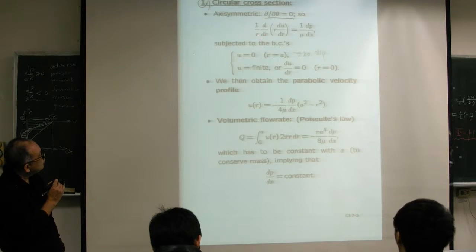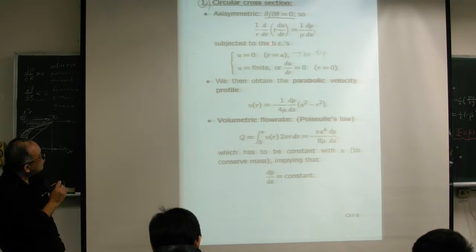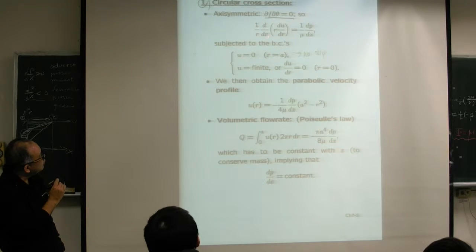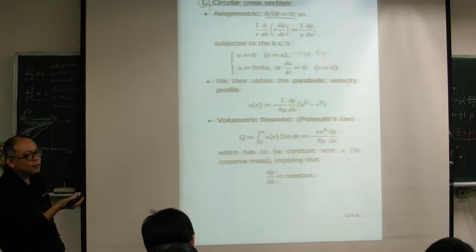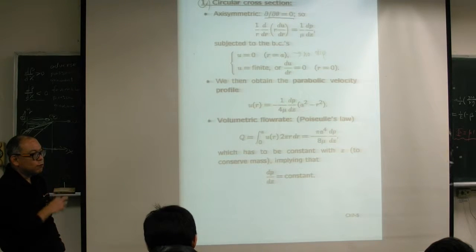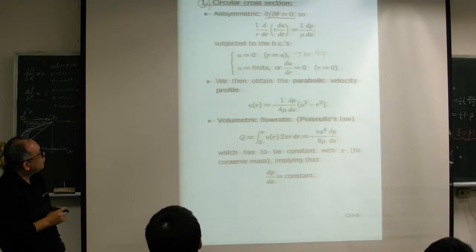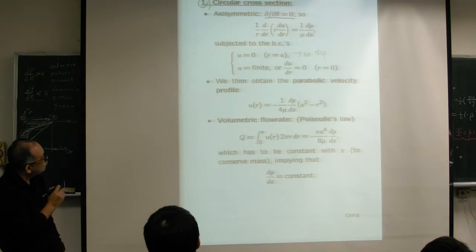Here we multiply by r, and this r will be moved to the right-hand side of the equation. Integrate r first, and then divide by r and integrate r again. So you have to do this, and then you can get two integration constants. The two integration constants can be obtained from the two boundary conditions. So you end up with a velocity profile like this.